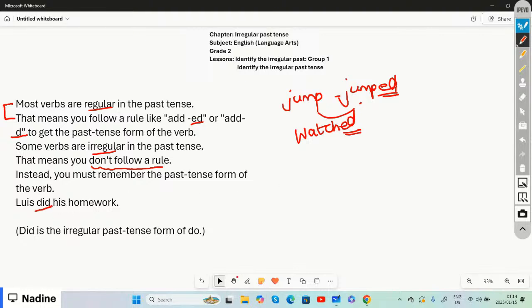because now you see where the irregular comes in. Instead of giving a specific action, we just say that Louis did his homework. Which means that the irregular past tense is did. So did is our irregular past tense, and the normal verb is do. So did is the irregular past tense of do. I do something in the past, I did something.